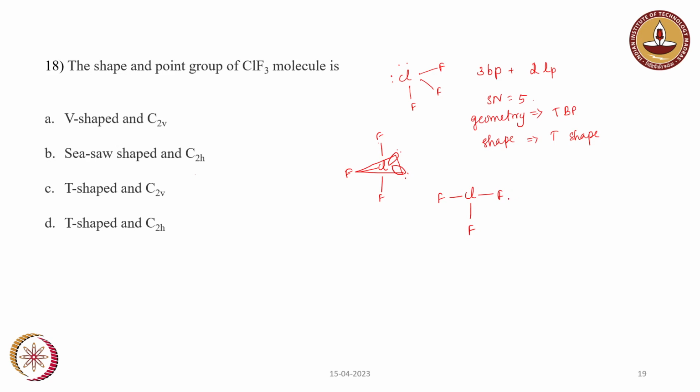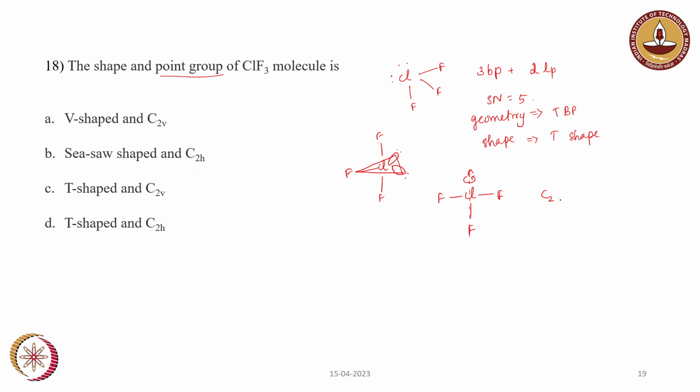Here, we are asked to find the point group as well. So for the T shape, the point group will be C2v because it has a C2 axis along this Cl-F bond. So if we rotate by 180 degrees, this fluorine moves to here and this moves to here. So the original shape will remain. It will not change when we apply a 180 degree rotation along this Cl-F bond.